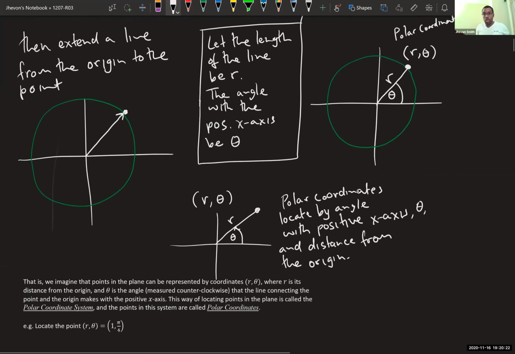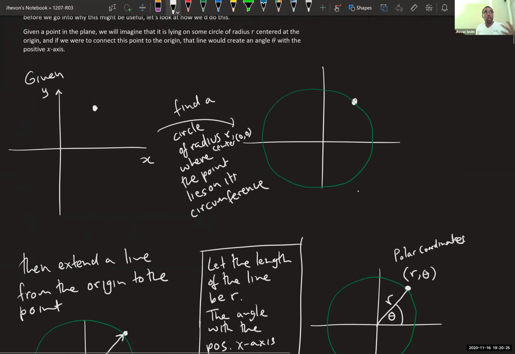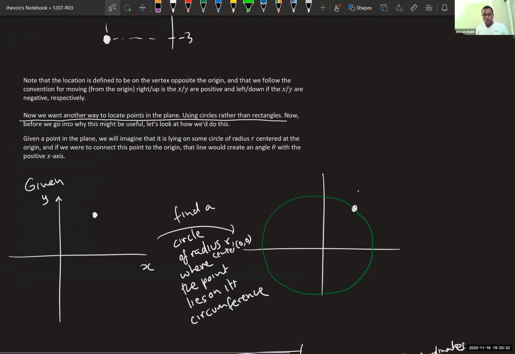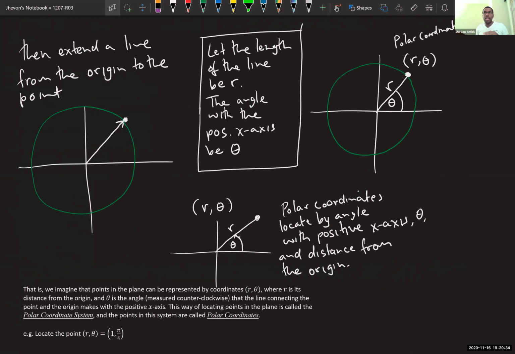But that's basically polar coordinates. We're thinking about location in the plane in a different way. Instead of using rectangles, we use circles. Or equivalently, you can think of it as using a distance from the origin and an angle to determine where I am. It's kind of like how you can talk about your location in NYC using the street and the avenue, versus another way to talk about the same thing, longitude and latitude. It's two different ways to measure the same thing.